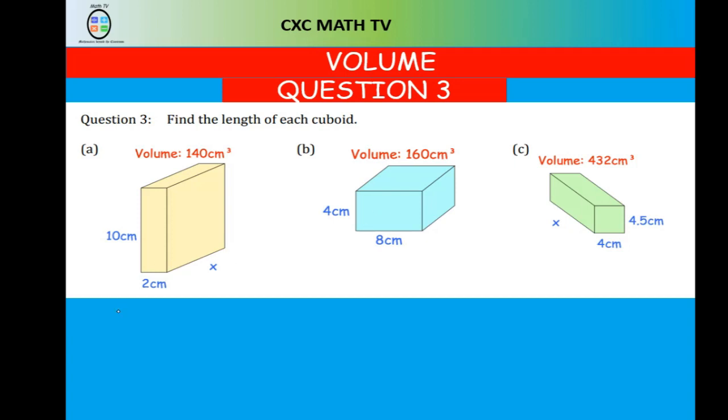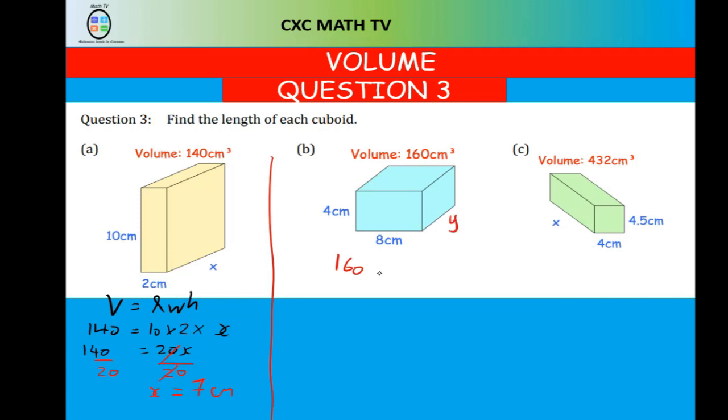Okay, let's go. For the first one, they told us the volume. We know volume is length times width times height. So 140 is the length 10 times 2 times x. That is saying 20x equals 140. So divide both sides by 20. So again, x is equal to 7 centimeters. Easy.